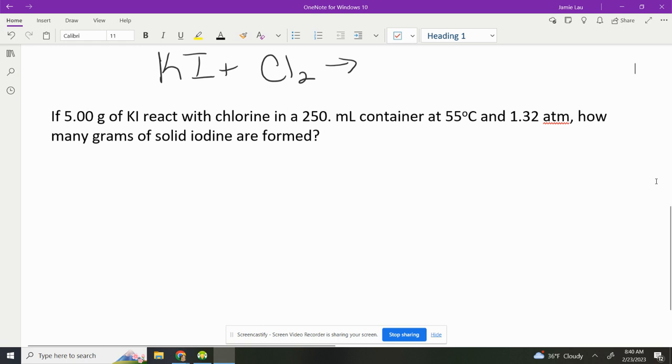So first we need to create a gas, right? Well, first you got to finish the equation. Is it KCl plus I? No. Oh yeah, right, iodine's diatomic. All right, balance it.